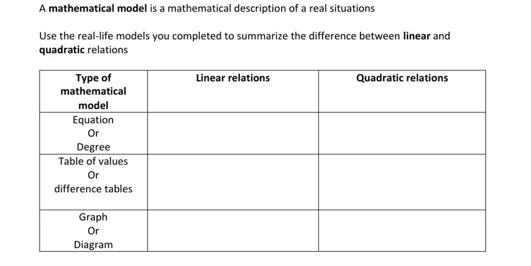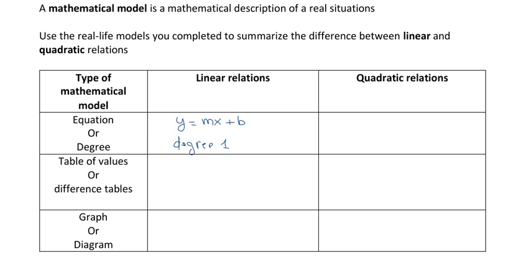We learned to look at three different things to be able to analyze and understand if it's linear or quadratic. We learned that in an equation, a linear relation has a degree of what? So it's a degree 1. And the equation is going to look like this: y equals mx plus or minus b.